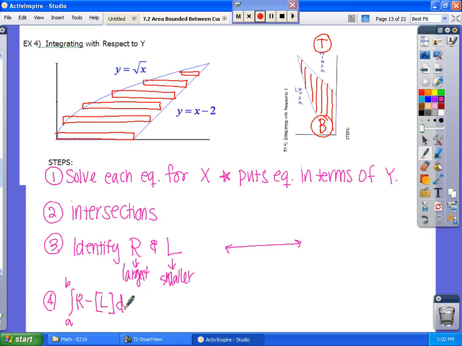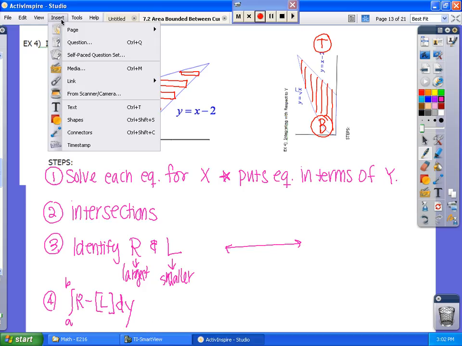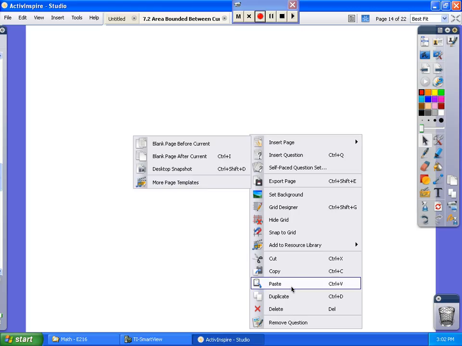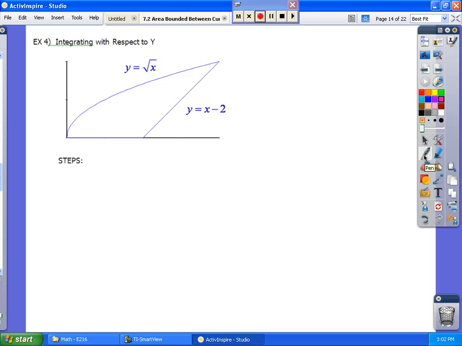So some things that are going to be really important when we do example 4 is that we really want to look at the fact that we will be needing everything in terms of y. Everything is in terms of y. So first thing I'll do is I'll take this function and solve for x, which will give me y squared is equal to x. This one we get y plus 2 is equal to x. So both of these functions are in terms of y.